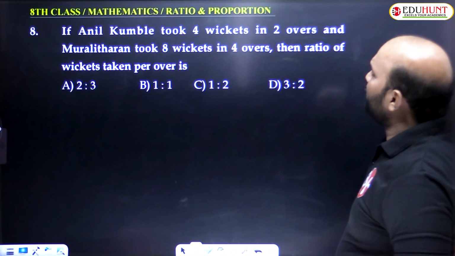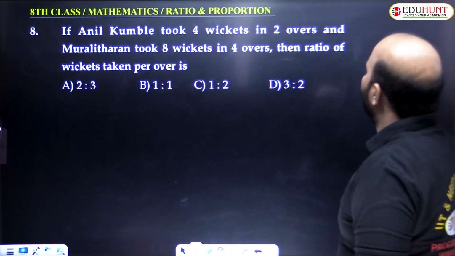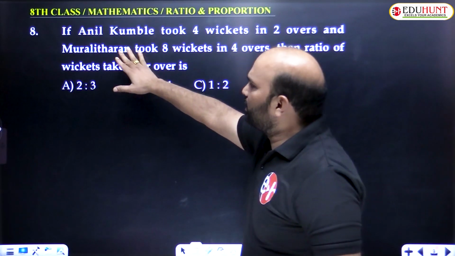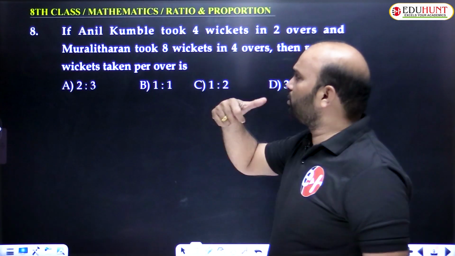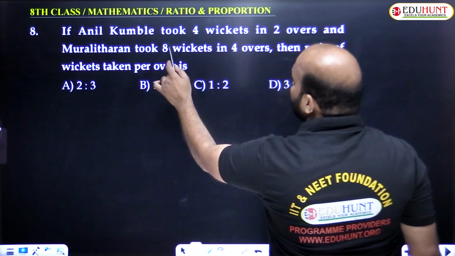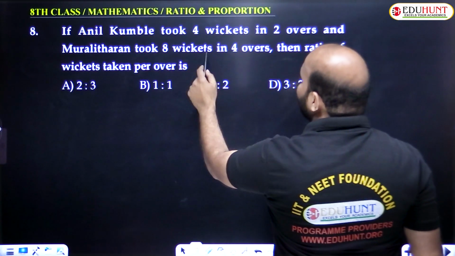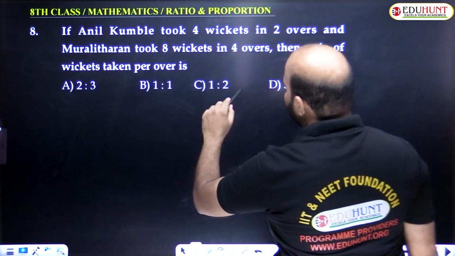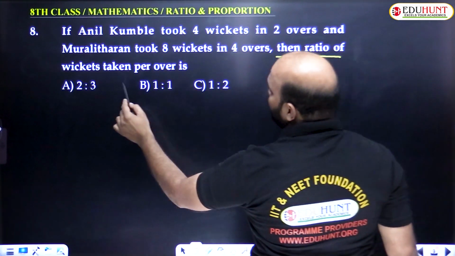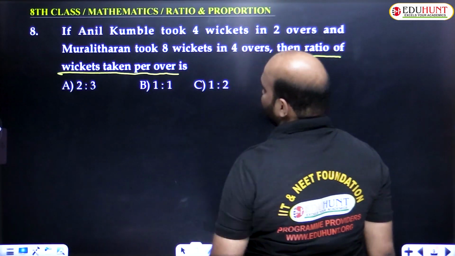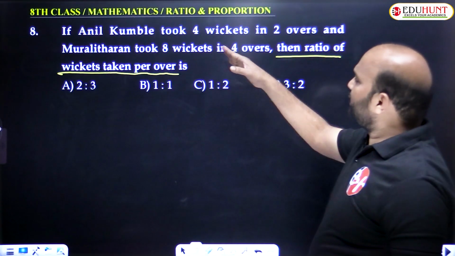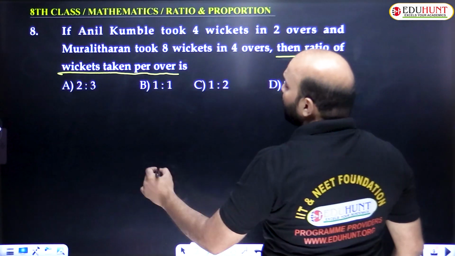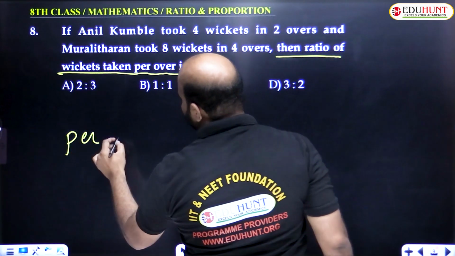If Anil Kumble took 4 wickets in 2 overs and Muralidharan took 8 wickets in 4 overs, then the ratio of wickets taken per over is? Muralidharan actually belongs to Sri Lanka, Anil Kumble is an Indian cricketer, both bowlers. This is very important: finally, what I am asking is the ratio of wickets taken per over.